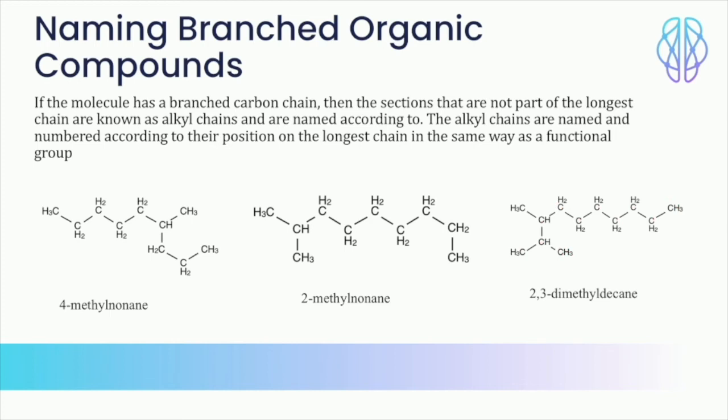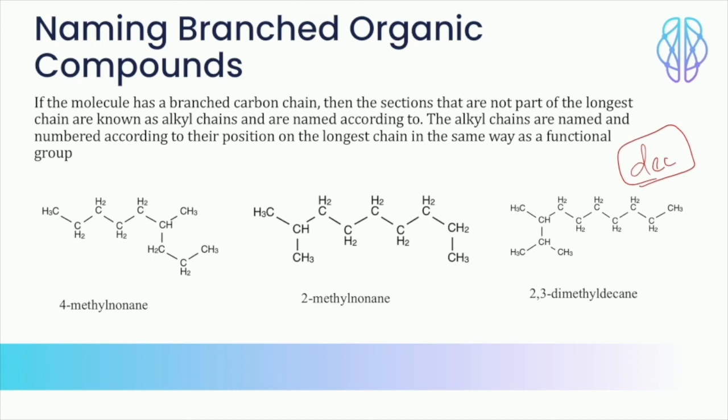Or I could try this way. 1, 2, 3, 4, 5, 6, 7, 8, 9. And then this is the branch here. So I've exhausted all my options, and now I know that the longest carbon chain is 10 carbons long. So I know it's a dec something, right? It's got a suffix of dec.